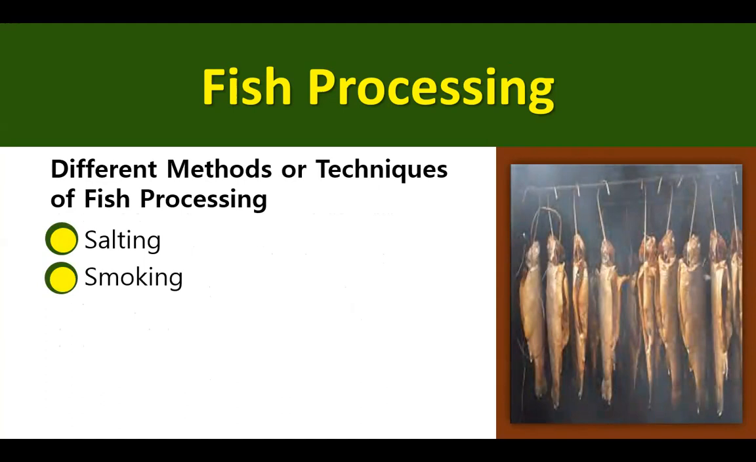The next method or technique of fish processing is smoking. This method combines salting, pre-cooking, and drying. The final process, or what we call smoking, dehydrates the fish further. The smoke gives color and flavor to the fish.